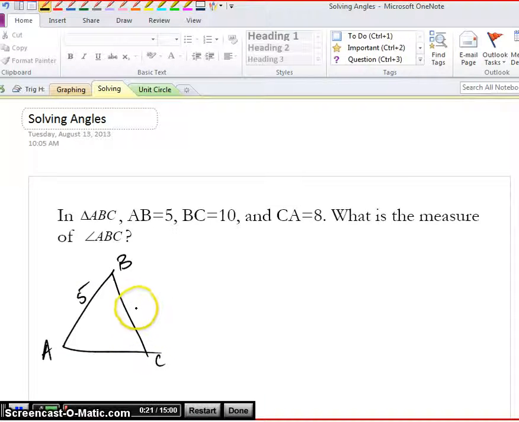Side AB is 5, BC is 10, and CA is 8. And we are asked to find the measure of angle ABC. In order to do this, we have a few options. Given the specific information of three sides, we cannot use law of sines, because law of sines would mean that we would know one of the angles. Since we know none of the angles, we have to use law of cosines.